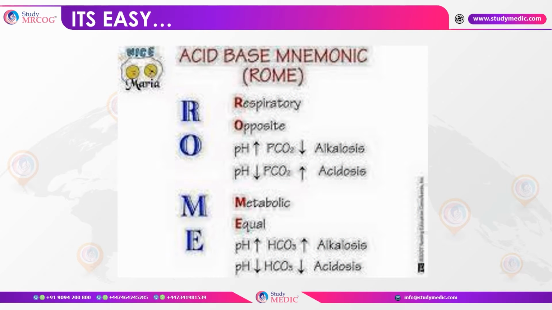So an easy mnemonic to remember is ROME. R is for respiratory in opposite direction and M is for metabolic in equal direction. So this helps us to solve these kind of questions easily.